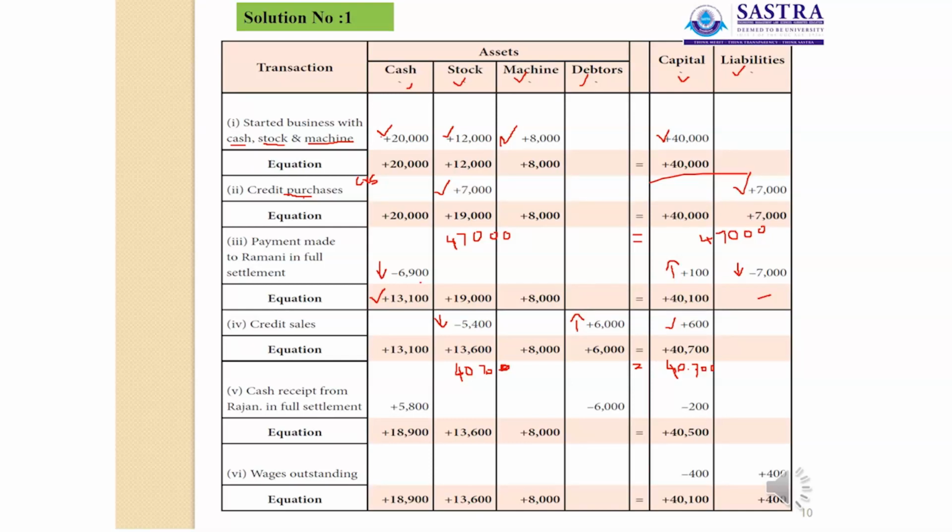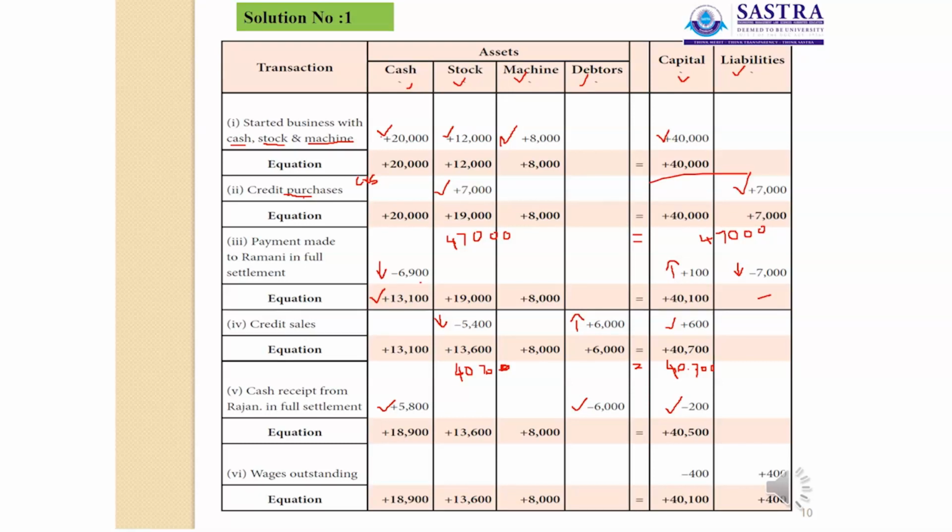Then cash received from Rajan in full settlement. Out of 6,000, the amount paid by Rajan is rupees 5,800, so plus 5,800. Here debtors value minus 6,000. The difference between these two is discount allowed, rupees 200. So the amount of capital will be decreased, automatically minus 200.